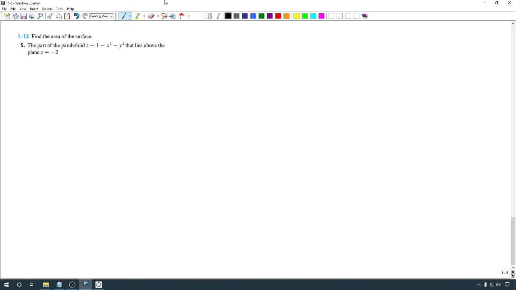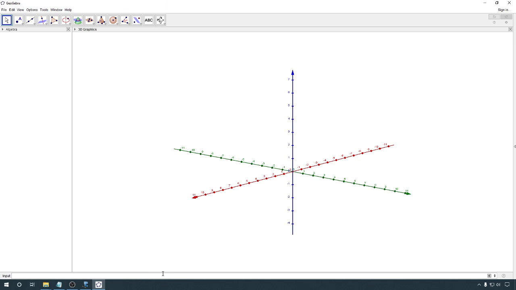Alright, next problem is problem 5. We're going to look at the part of a paraboloid. That's actually pretty similar to the paraboloid that we looked at initially, except we're down 1. So we have this paraboloid 1 minus x squared minus y squared that lies above the plane z equals -2. So again, might as well start off by first graphing it.